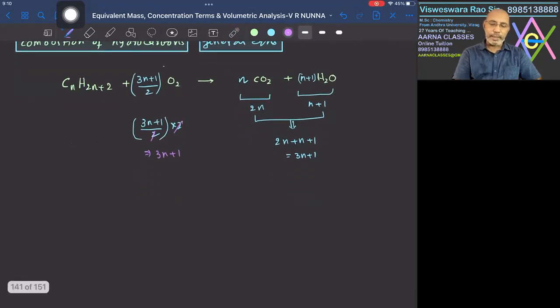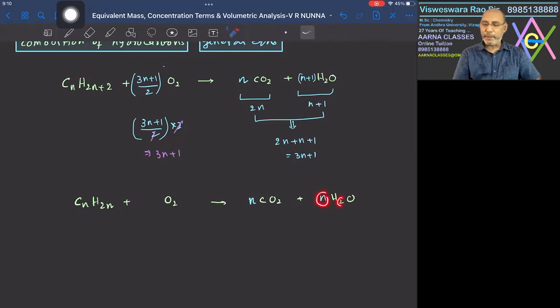In the same way, you can also do it for alkenes. Alkenes general formula CnH2n plus oxygen. Any hydrocarbon gives CO2 plus H2O. N carbons are there, so N CO2. That means I am balancing it. 2N hydrogens are there, so I simply write N H2O. Once I write N multiplied with 2, that is nothing but 2N.